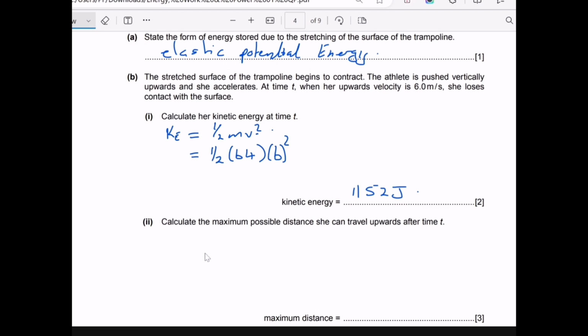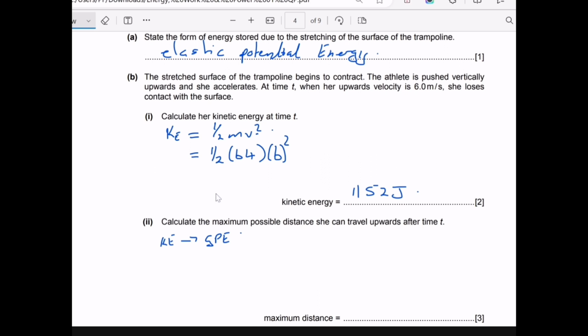Then calculate the maximum possible distance she can travel upward after time t. So what this means when they're saying maximum possible, remember we said that kinetic energy can be converted to gravitational potential energy. If no energy is lost, we say that the energy has been conserved. So here the maximum possible distance she can travel can be obtained only when there is no energy loss that has taken place. For example, there are no other transformations that took the energy. All of it was transferred from kinetic energy to potential energy, or from potential energy to kinetic energy. So the value of the energy will not change.